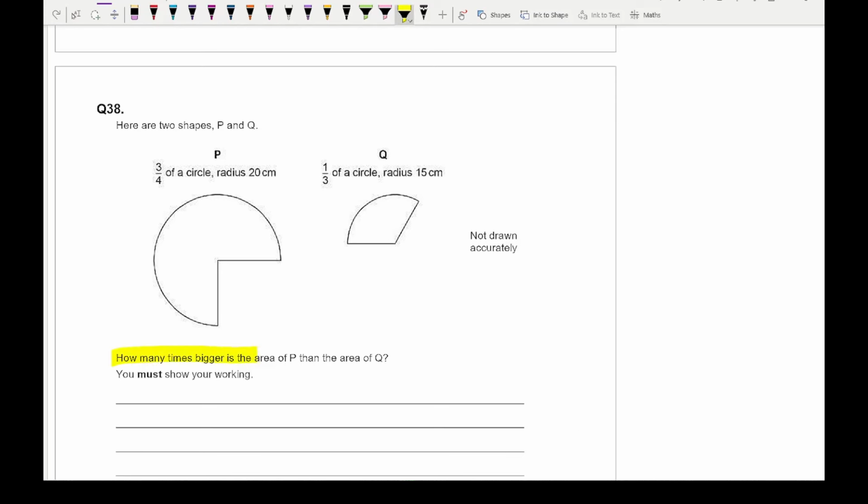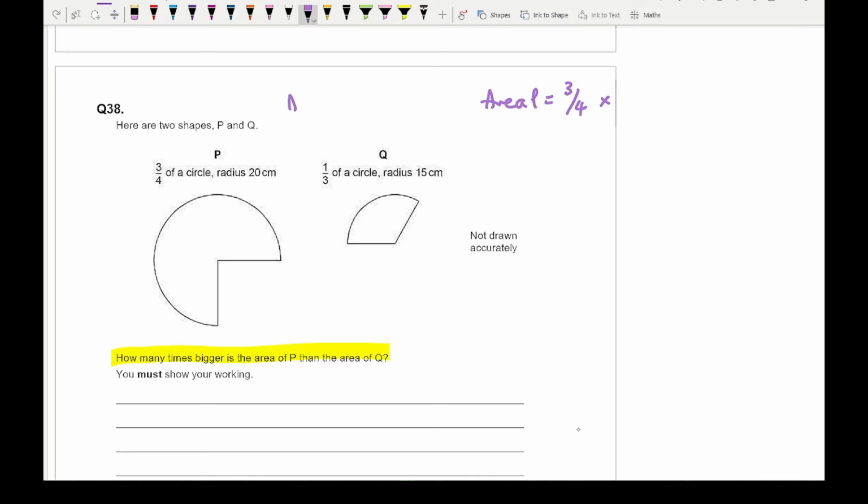So this is what we need to work out. What is the ratio between P and Q? So for this, what we need to do is work out the respective areas. So here area P is going to be 3/4 multiplied by the area of this full circle.